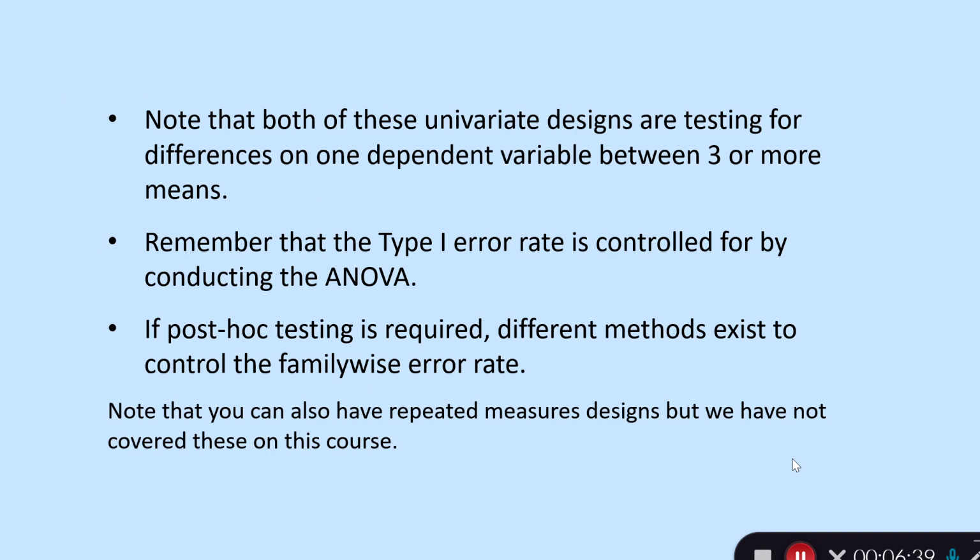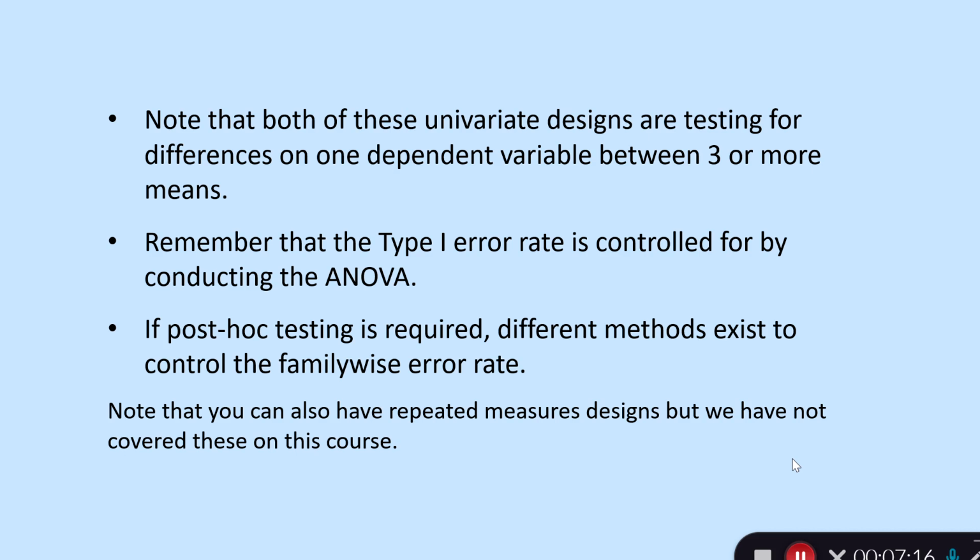So some things to note, both of these univariate designs are testing for differences on 1 DV between 3 or more means. And remember also from when we learned about ANOVA that the type 1 error rate is controlled for by conducting the ANOVA. And if post hoc testing is required, so if we get a significant ANOVA result, we probably need to do post hoc tests, because the ANOVA only tells us that the highest and lowest means are different. And if we've got 3 or more means we're comparing, we need to look at if any of those are different from each other.